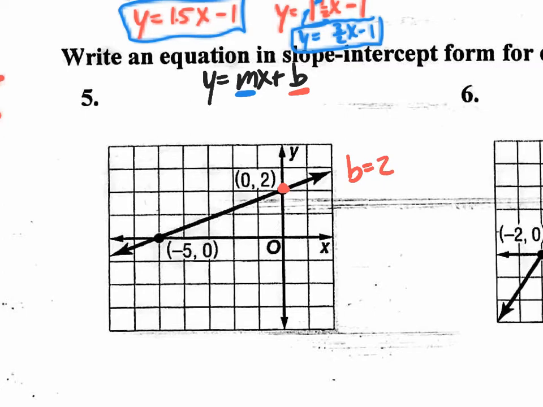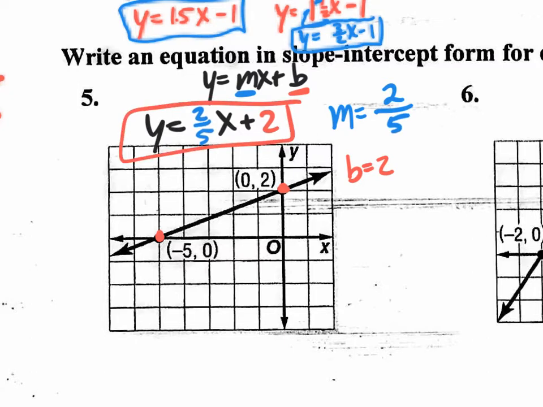Now let's do the m value. Let's go from this point up to this point. So do I go up or am I going down? I'm going up. Now how many levels do I actually go up? 2, right? So my slope, the rise is up 2, so that's a positive 2. Now, once I go up 1, 2, how much do I run? 1, 2, 3, 4, 5. So I run 5, so my slope is 2 over 5. So now it's just a question of saying my equation, y equals 2/5 x plus 2. And that's it. I'll let you guys try number 6. I'm going to jump to number 7.